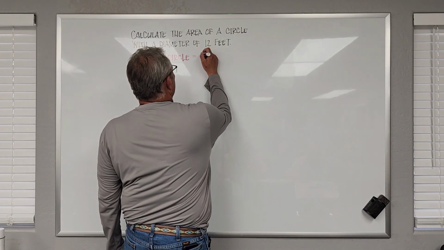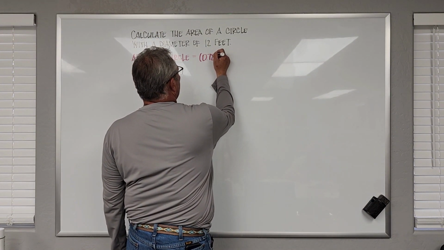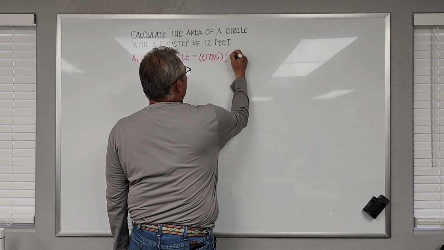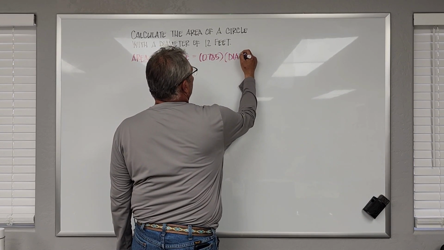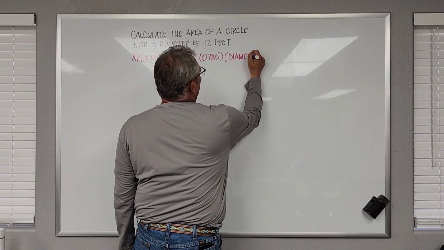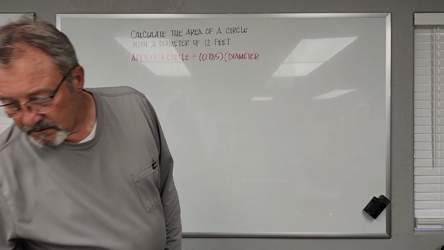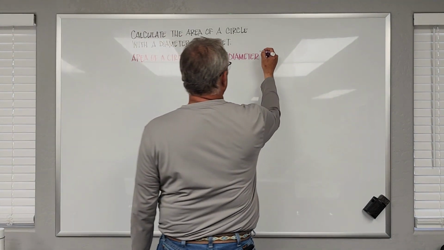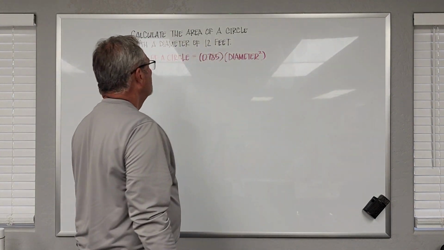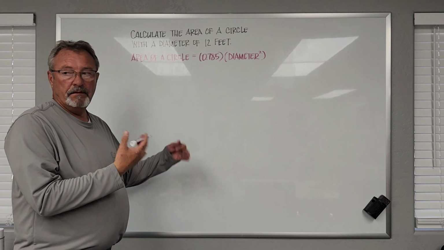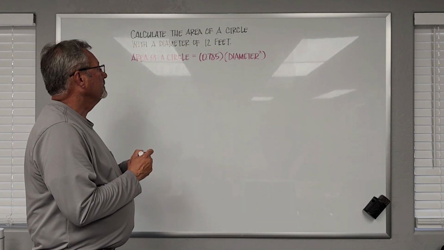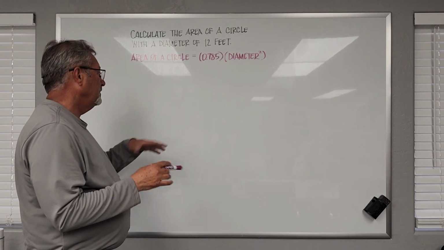So what I do, 0.785 times the diameter, and the way it's written is diameter squared, which is like this. Now you're going to see that when I rewrite the formula, I do it a little bit differently, but it's the same formula, works the same way.